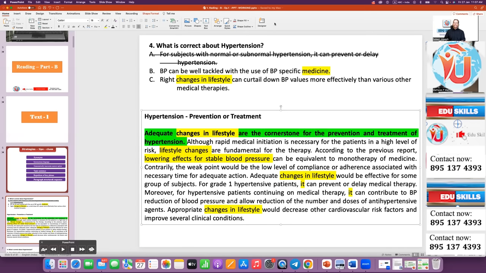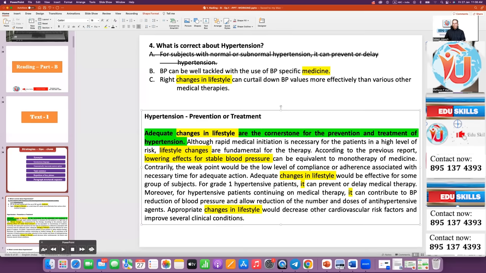And as you know, if the topic sentence is that, nothing else can happen in that particular paragraph. Other sentences, you see, almost more than 7 times the lifestyle changes are repeated. It's explaining this particular point, and again saying it is fundamental. Lifestyle changes are fundamental for the therapy. Okay? And again saying changes in lifestyle would be effective for some group of subjects.